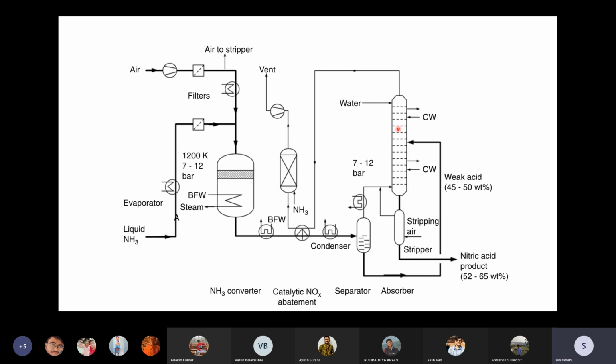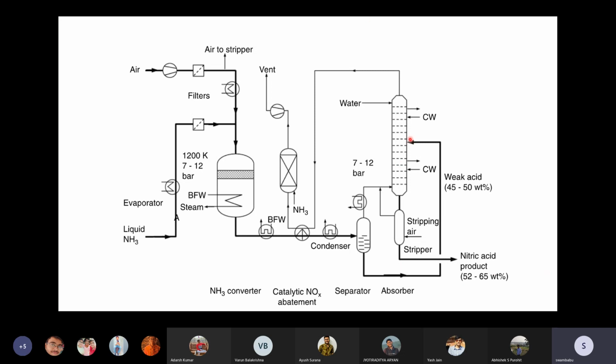So the air and nitric oxide react here and produce NO2, and NO2 and water react in the same column and produce HNO3. That way we are getting nitric acid here of 62 to 65.8%.